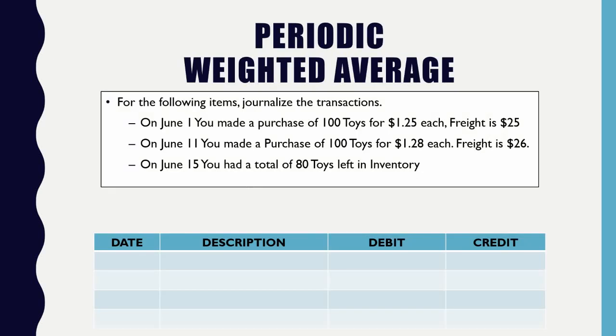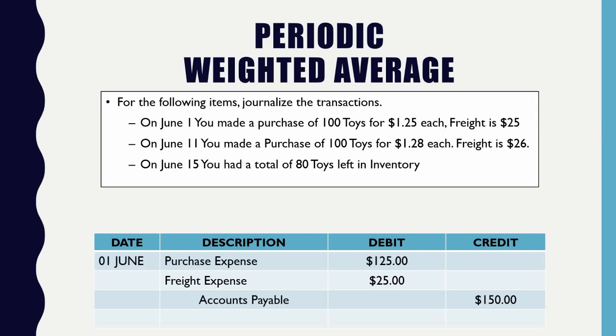So once again, let's take a look here. In the first example, on June 1st, you made a purchase of 100 toys for $1.25 with the freight costing $25. So again, you journalize it just as normal. The journal will always stay the same. The only difference is the number that you're calculating can differ depending on what it is. In this case, all purchases are going to be exactly the same throughout whatever costing method you use. The only difference is what happens when you wait until the end of the accounting period and start costing it.